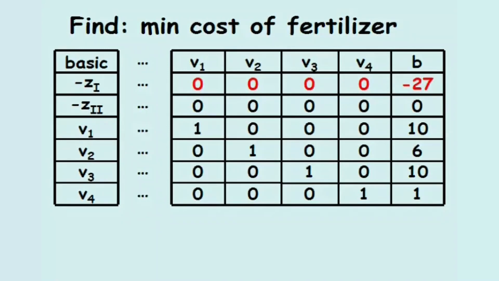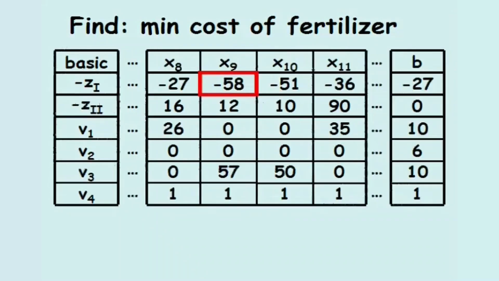We begin solving phase 1 of the algorithm by pricing out. We notice variable x9, which represents muriate of potash, currently has the lowest reduced cost coefficient for phase 1, and will replace artificial variable v3, since 10 divided by 57 is less than 1 divided by 1 from the ratio test.